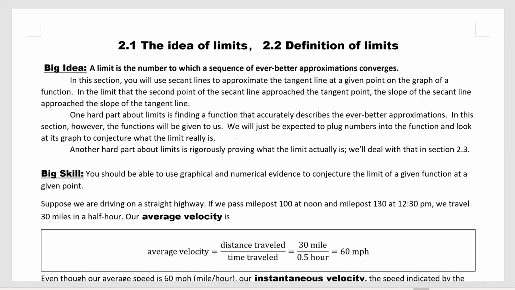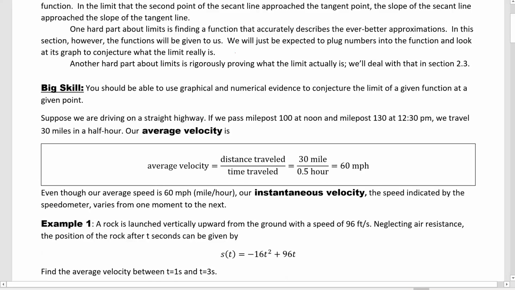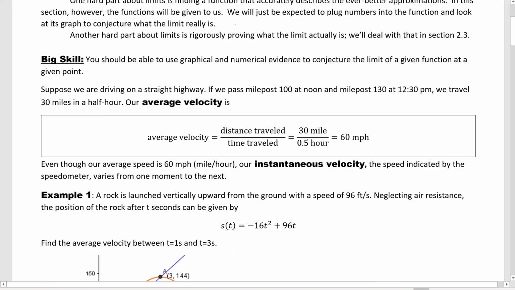Big skills: you should be able to use graphical and numerical evidence to conjecture the limits of a given function at a given point. So we have an example. Suppose we are driving on a straight highway. If we pass mile marker 1200 at noon and mile marker 1230 at 12:30 p.m., we travel 30 miles in a half hour. So what is our average velocity?